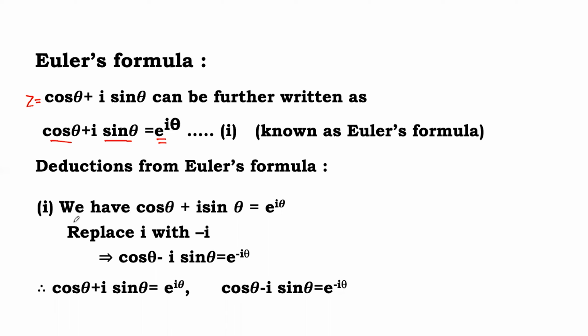So if we replace this I with minus I, this will be cos theta minus I sin theta, because we know that cos of minus theta is nothing but cos theta, but sine of minus theta is minus of sine theta. So cos theta plus I sin theta is e to the power I theta, and cos theta minus I sin theta is e to the power minus I theta.